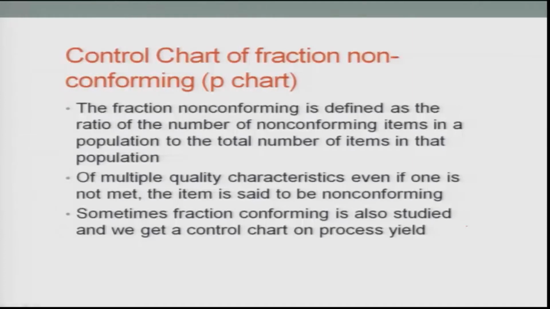So, continuing the discussion, the fraction of non-conforming is defined as the ratio of the number of non-conforming items in a population to the total number of items in that population. Of multiple quality characteristics, even if one is not met, the item is said to be non-conforming, and obviously we take actions accordingly. Sometimes fraction conforming is also studied, and we get control charts on the process yield, and then we can pass some intelligent judgment about that.